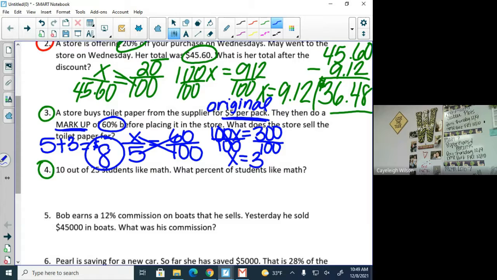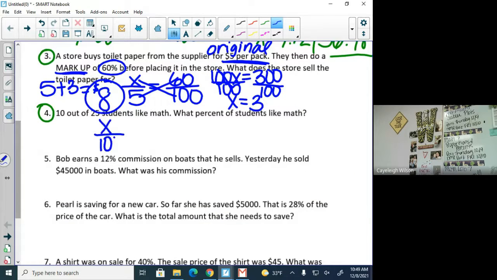Okay, number 4. 10 out of 25 students like math. What percent of students like math? So I'm finding the percent, so I know my X is going to go in the percent spot. 10 out of 25 students. How many whole students did they survey? 25. So the 25 is going on the bottom because that's all the students that they surveyed. And only 10 of them liked math, so only part of them liked math.